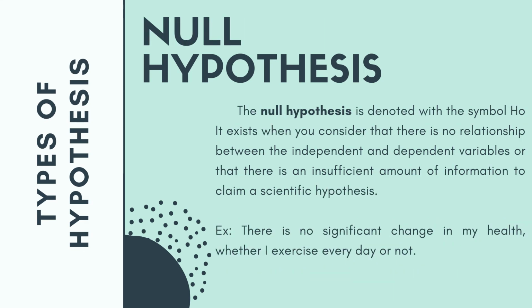Number 6, null hypothesis. Ang null hypothesis, napakadali lamang i-identify. It is denoted with the symbol H and then very little o sa baba. It exists when you consider that there is no relationship between the independent and dependent variable or that there is an insufficient amount of information to claim a scientific hypothesis. As I've said, madali lang malaman kasi kadalasan ang null hypothesis, it begins with there is no significant change. So there is no significant difference, there is no significant relationship.